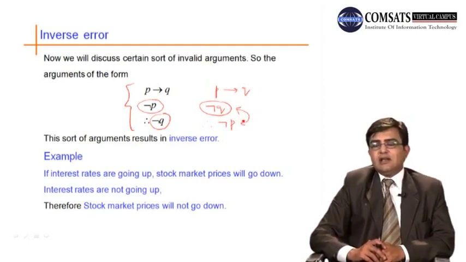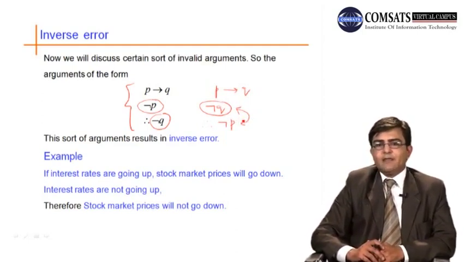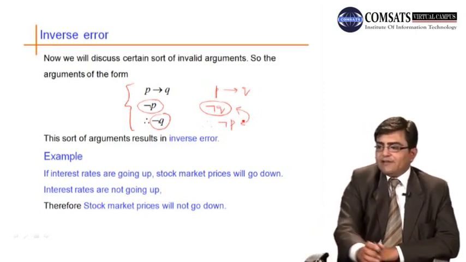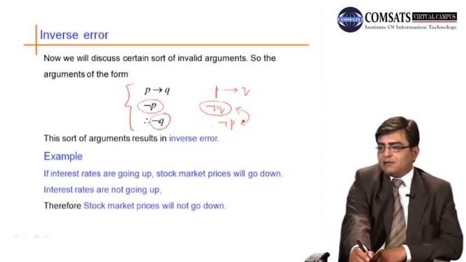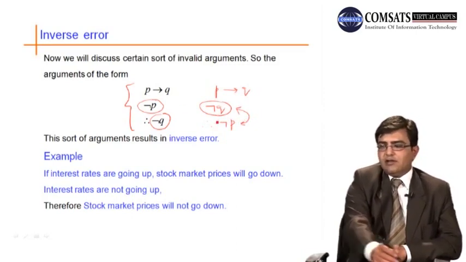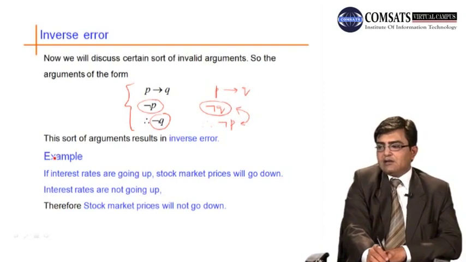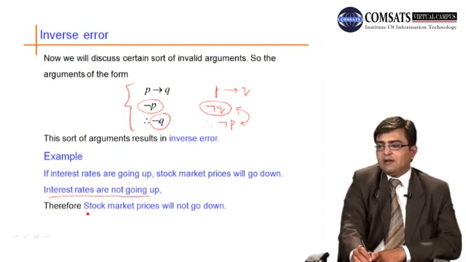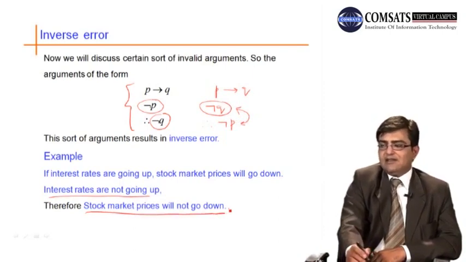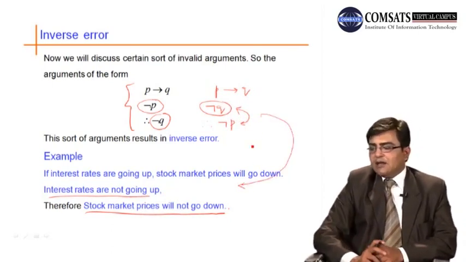Therefore it is called inverse error in the valid argument forms. For example, if interest rates are going up, stock market prices will go down, and interest rates are not going up, and we draw a conclusion, so stock market prices will not go down. The same error one commits here is called the inverse error.